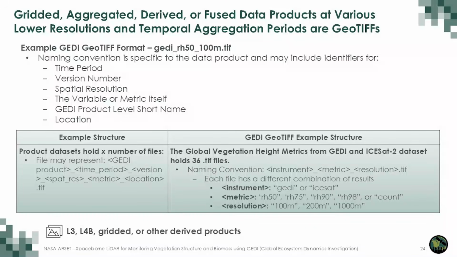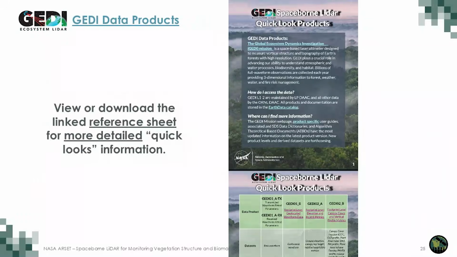Each product will include some combination of the listed conventions for identification and definition that could be with a particular time period, version number, spatial resolution, or instrument, as listed on the slide. For the rest of this section, we will share GEDI products reference tables with important information for choosing a GEDI data product to work with. For more detailed information on each of these products, I encourage you to review the linked reference flyers.